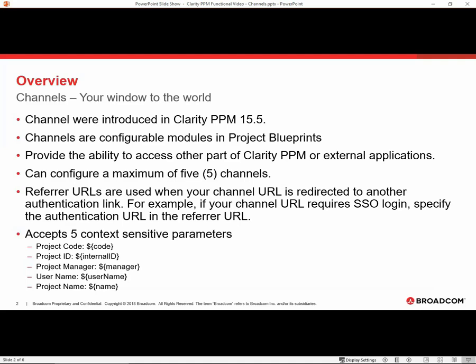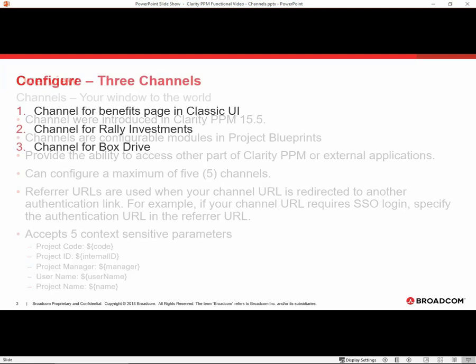When defining the URLs for channels, you can pass up to 5 context-sensitive parameters, which provide information related to the specific project where the channel is being used. The 5 parameters are project code, project ID, project manager, username, and project name.